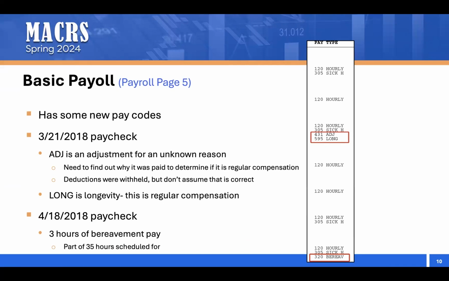That same check underneath the adjustment, there you also see 595 longevity. So longevity pay, that is regular compensation. You don't have to worry about whether that's regular comp or not. And then the final check on page 12, there's hourly, sick time and bereavement pay. So you hadn't seen the bereavement code before, but again, it's 3 out of the 35 hours. So it's part of the base, your 35-hour schedule. So bereavement pay is regular comp.